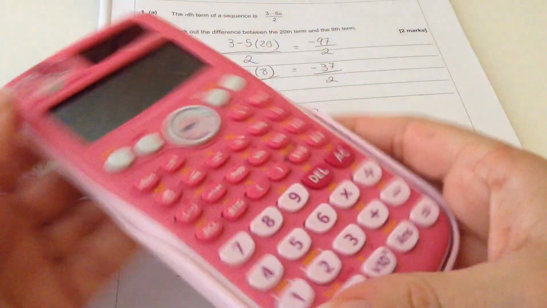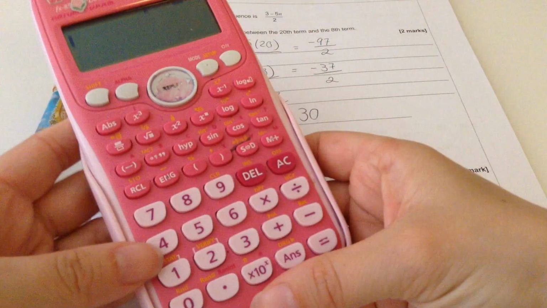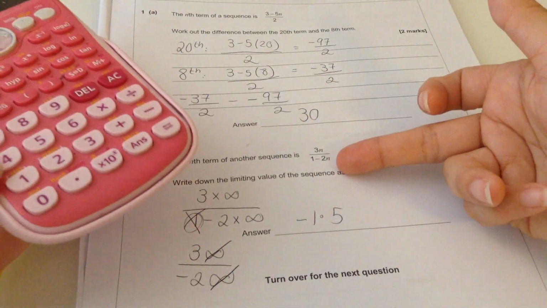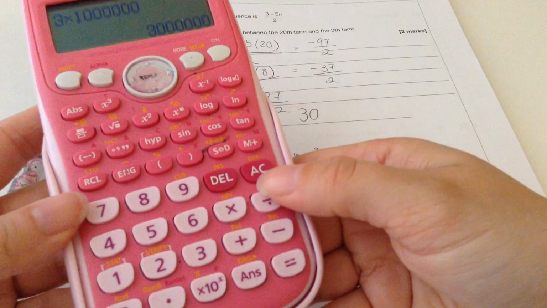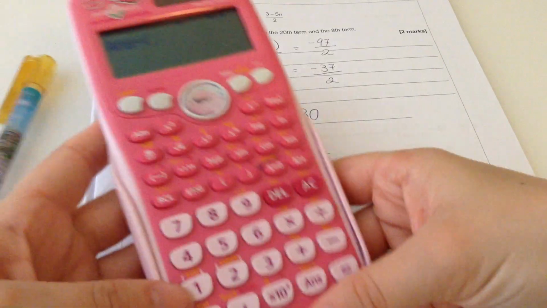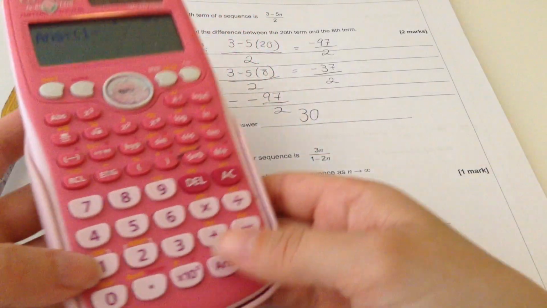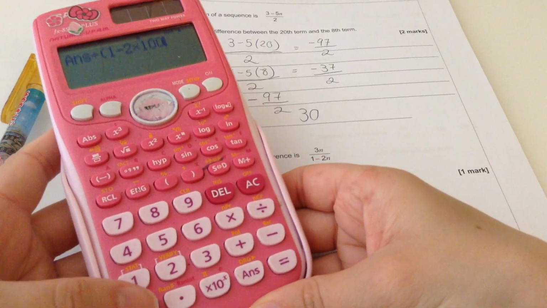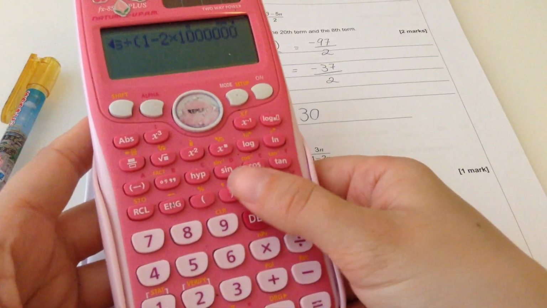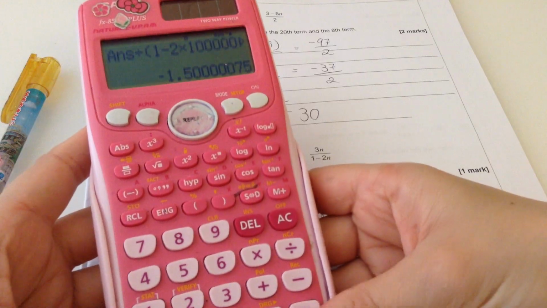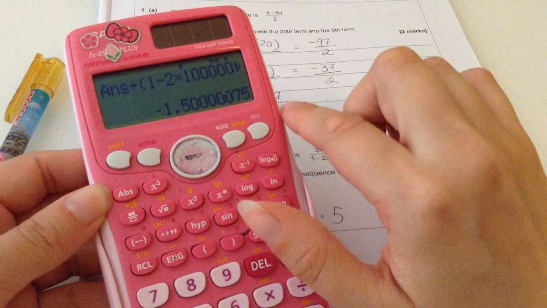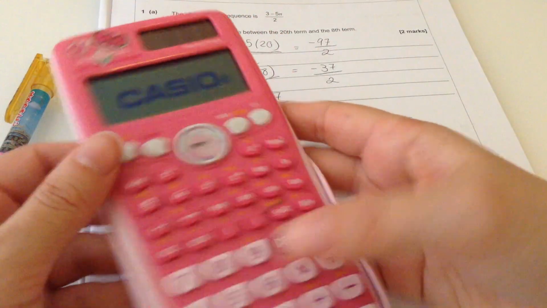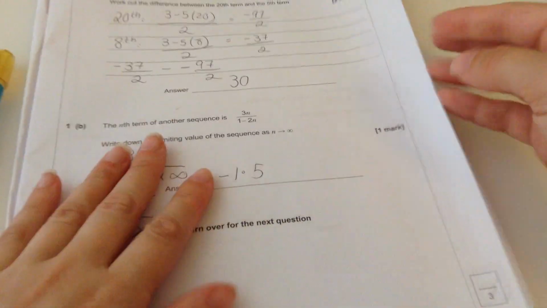Or what you could have done, I know there's no point telling you this now, is put in a million. So 3 times 1,000,000 divided by 1 minus 2 times a million, and your answer is pretty much minus 1.5. If I put an even bigger number in, it would be even closer. So that's your clue. But hey, if you didn't get it, it's 1 mark, who cares?